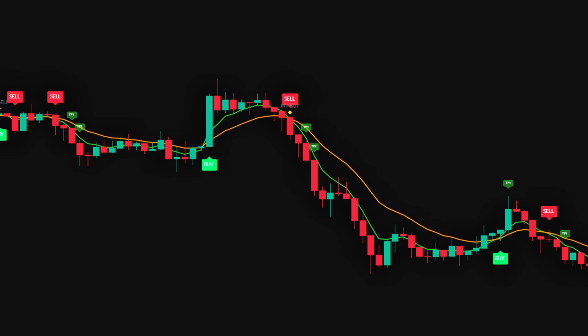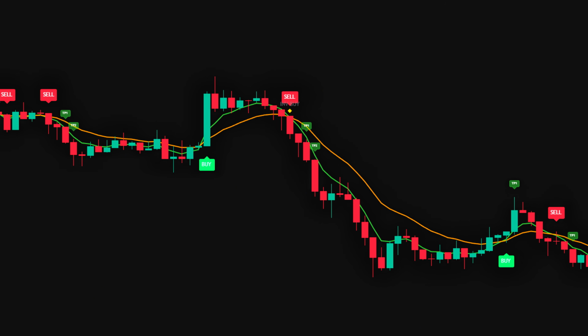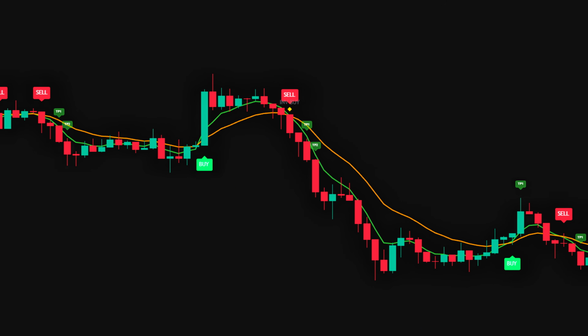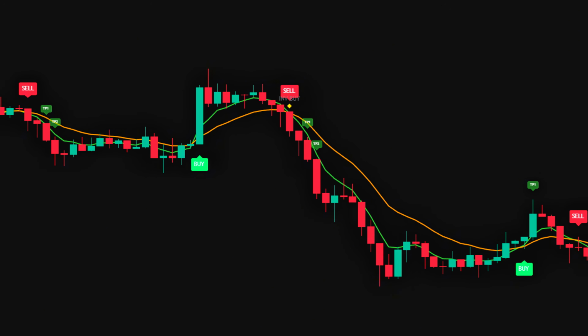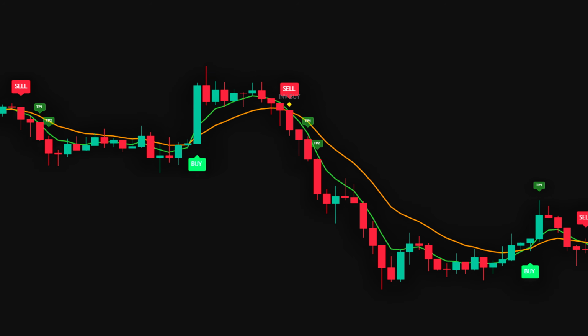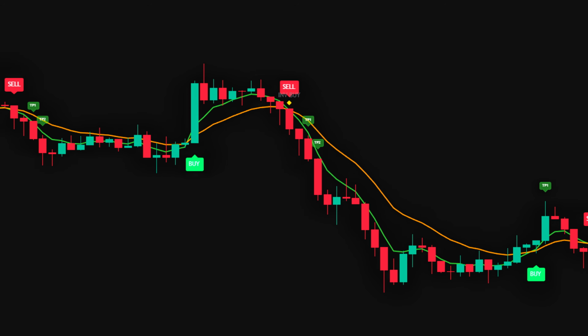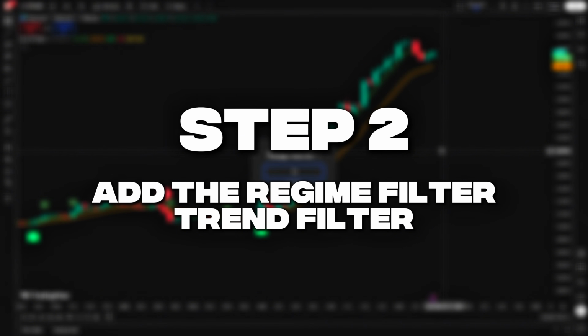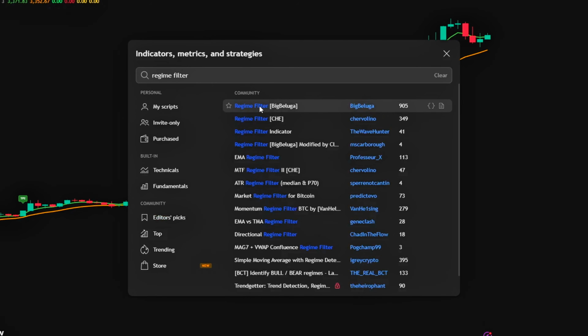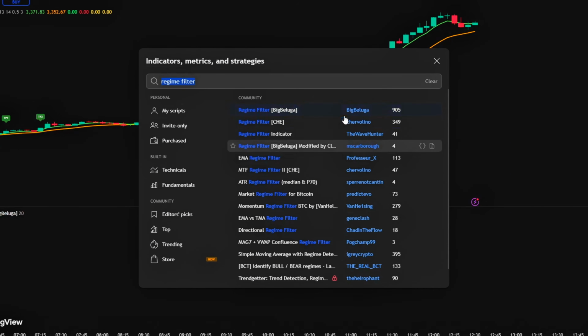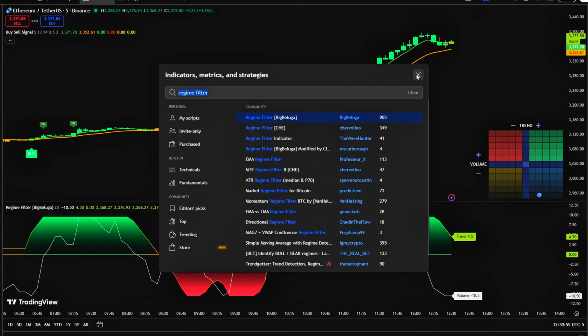At this point, the indicator already looks useful, but trading based on signals alone can lead to false entries, especially during choppy conditions. So we add a second indicator to filter out low-quality trades. Step 2. Add the Regime Filter Trend Filter. Open the Indicators tab at the top of the screen and select the version created by the same author shown in the tutorial or thumbnail so your signals match the intended behavior.